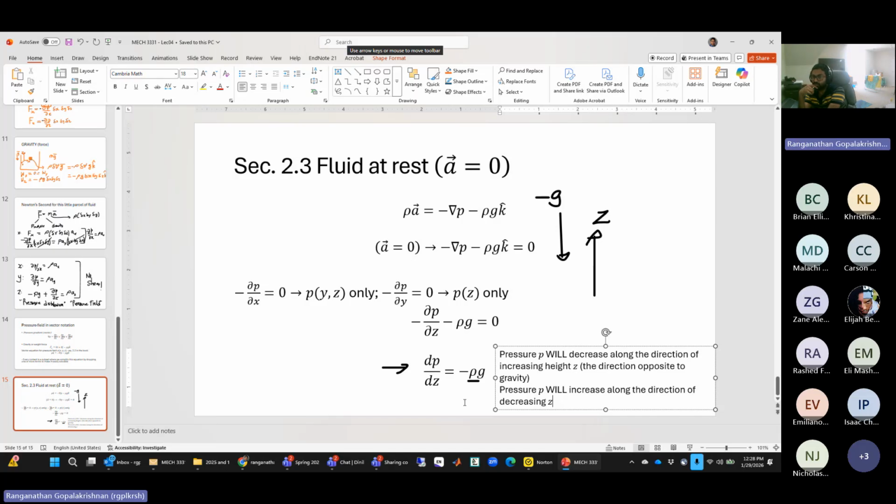Anybody want to say something before we move on? You are going to do a lot of math, but remember this intuitively. If you identify the direction in which gravity is acting, pressure decreases if you walk opposite to gravity. Pressure increases if you walk along gravity. Just remember this statement. It's the difference between going up in a hot air balloon or putting on a scuba diving suit and jumping into the ocean. Make sense? Yes.